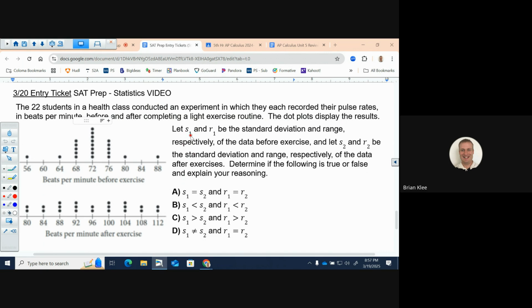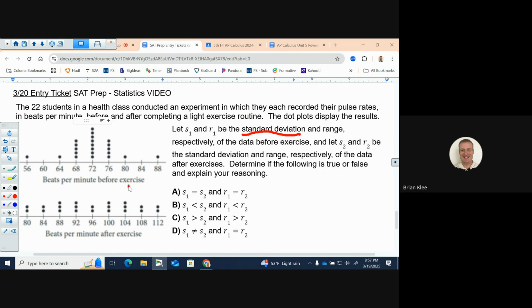Let S1 be the standard deviation and R1 be the range. So let S1 and R1 be the standard deviation and range, respectively, of the data before exercise. Let S2 and R2 be the standard deviation and range, respectively, of the data after exercises. Determine if the following is true or false and explain your reason.